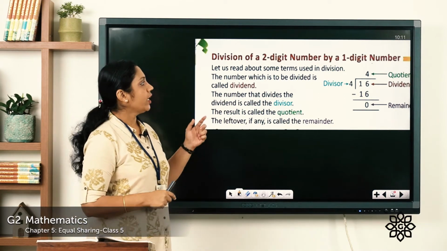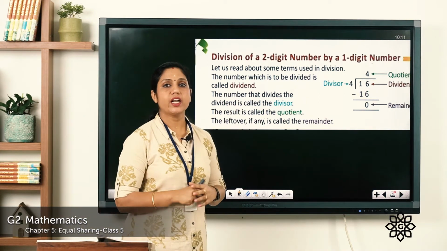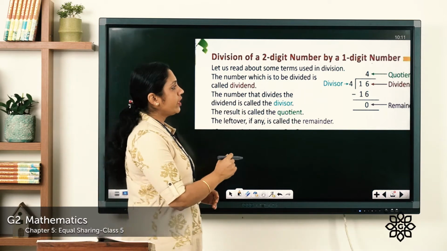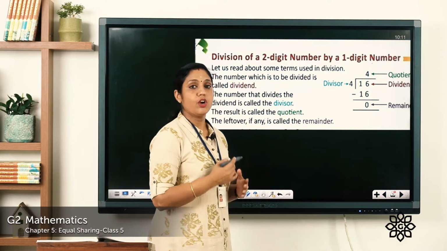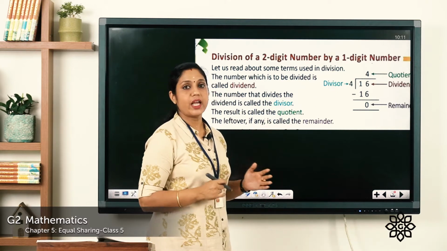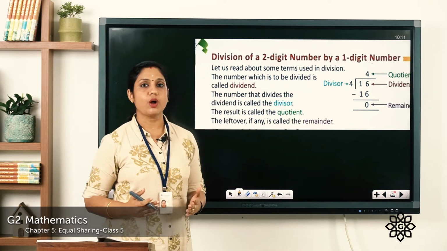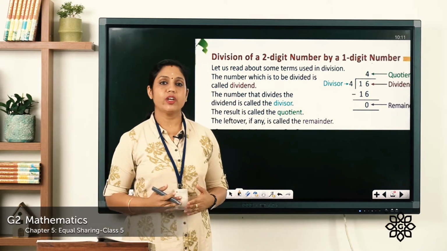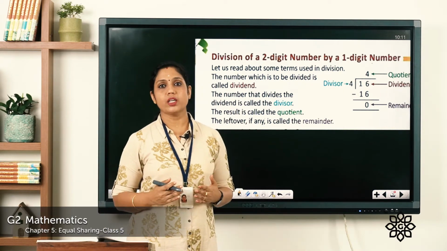Now let's check. In the number 16 divided by 4, the dividend will be 16, 4 will be the divisor, and the answer which we get, that is called the quotient. So today we are going to learn to do it in the short division method.